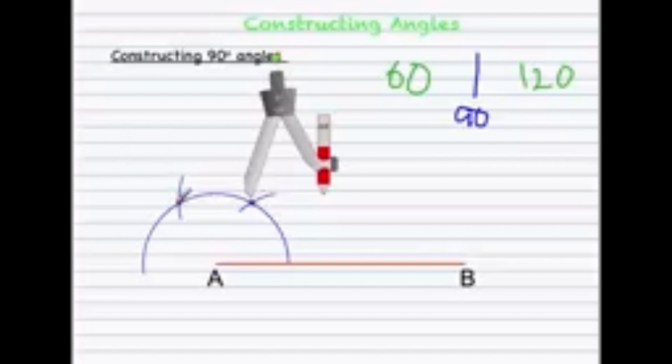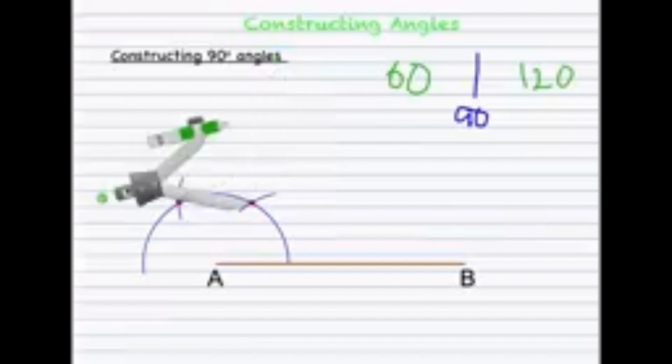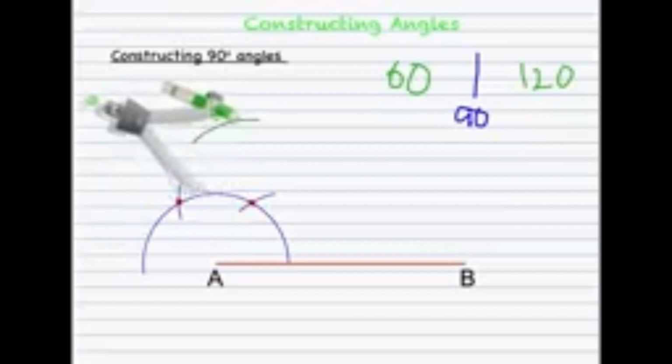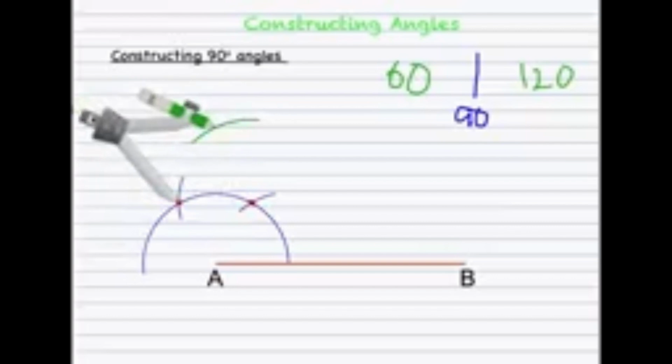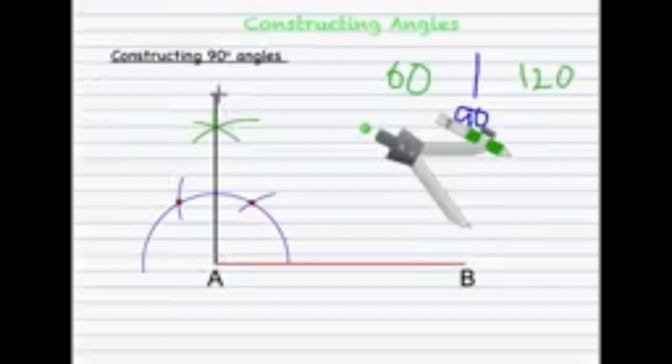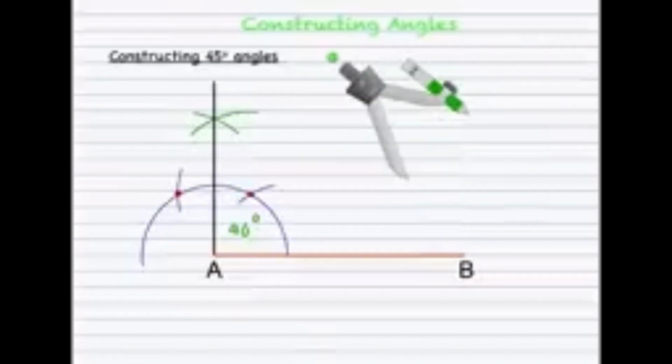My aim now is to bisect the angle between the 120-degree mark and the 60-degree mark. So I'll open the compass up a bit, create an arc above, about halfway between, move it to the other end that I'm interested in, and create a new arc which cuts the first one. And now if I connect a line straight from the point A up to that intersection, now I have 90 degrees.